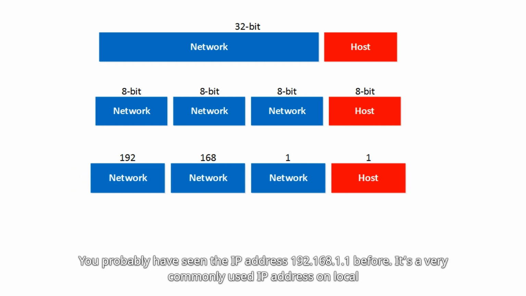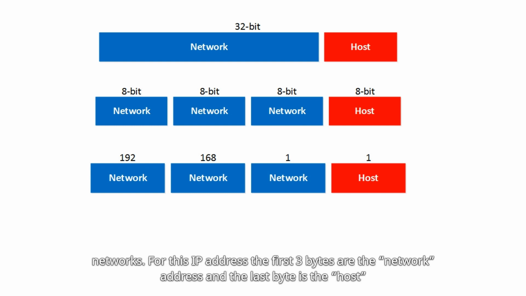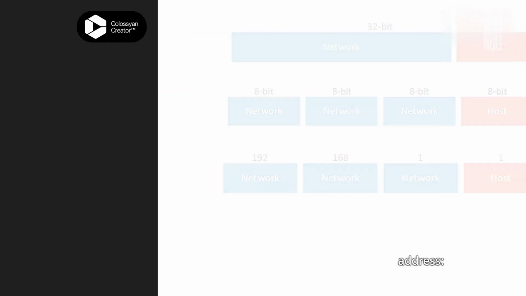You probably have seen the IP address 192.168.1.1 before. It's a very commonly used IP address on local networks. For this IP address, the first 3 bytes are the network address and the last byte is the host address.